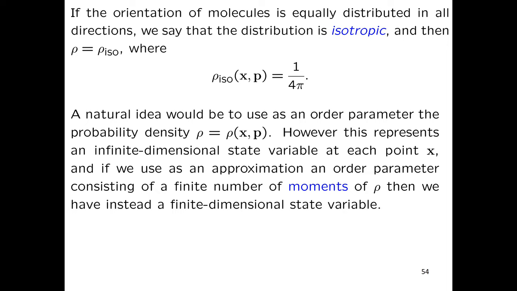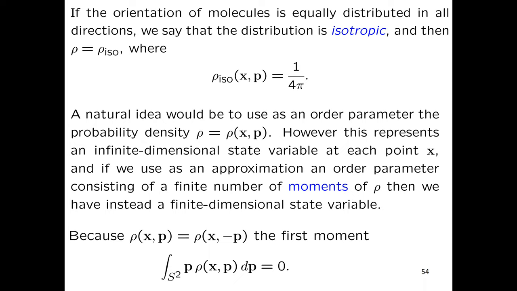Sometimes one does use as an order parameter this probability density rho of x and p, but that would mean that at each point x, you had an infinite dimensional state variable, which is not a very practical thing to do. So what de Gennes suggested was to instead use moments of rho as order parameters. And then you get a finite number of moments, a finite dimensional state variable.